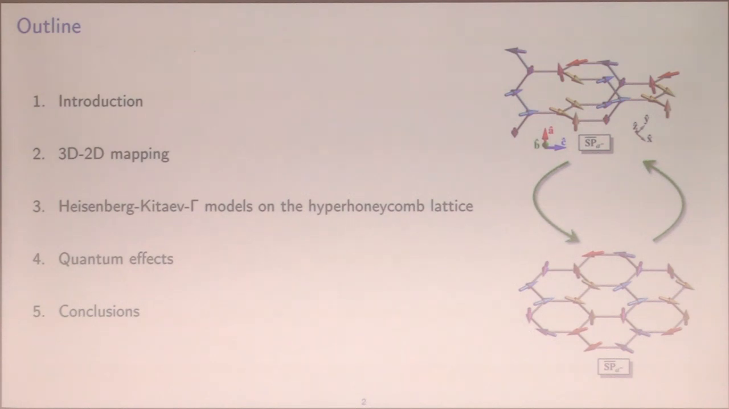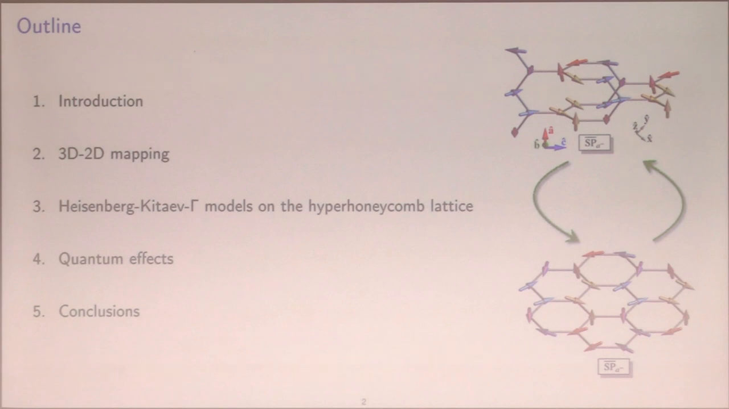I will give a little bit of an introduction and then discuss this mapping between states on the three-dimensional lattices and states on two-dimensional lattices. This mapping is quite general and in fact applies independent of any particular modeling. So it's not really constrained to Kitaev systems, but that's one very interesting application. And that's what I'm doing in the third step: applying this to Heisenberg-Kitaev and so-called gamma models on the hyper-honeycomb lattice. The hyper-honeycomb lattice is one of these three-dimensional extensions of the two-dimensional planar honeycomb lattice.